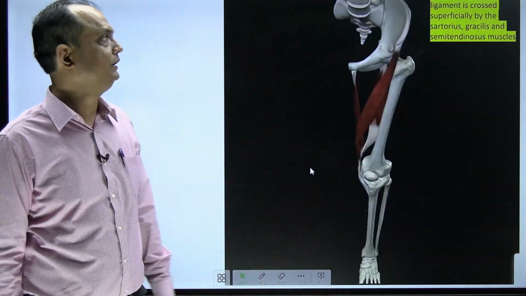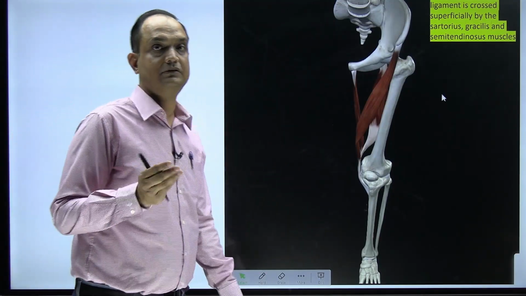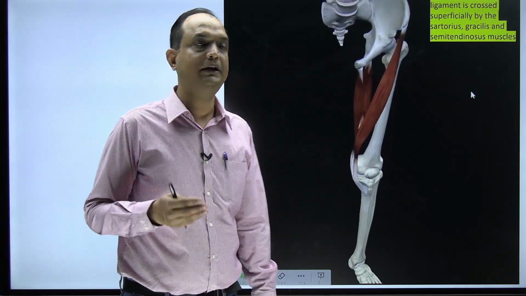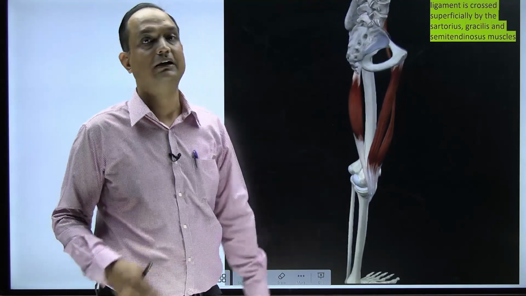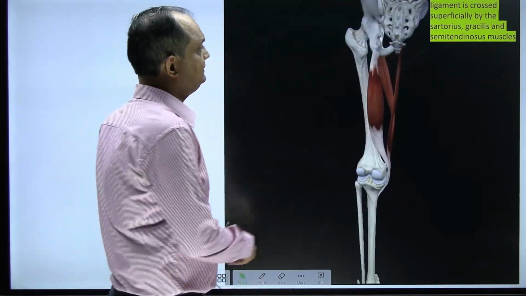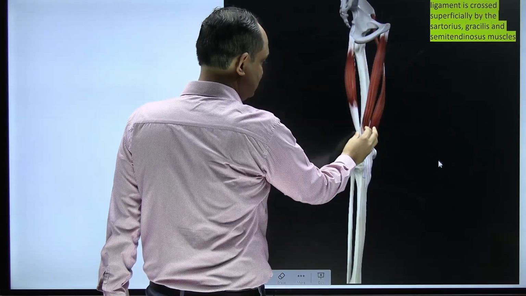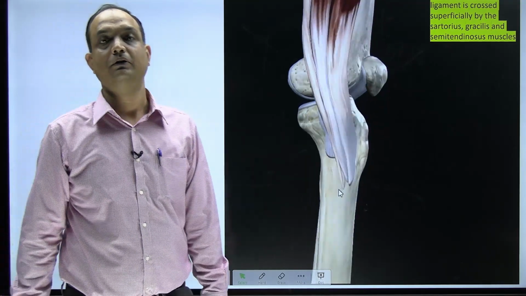Now in this video clip, what you are able to understand is that there are three muscles from three different compartments. From the anterior compartment you have sartorius, from the medial compartment you have the gracilis, from the posterior compartment you have semitendinosus. All these three muscles, which are coming from three different compartments, are actually concentrating at one point, that is the medial side of the upper part of the tibia.